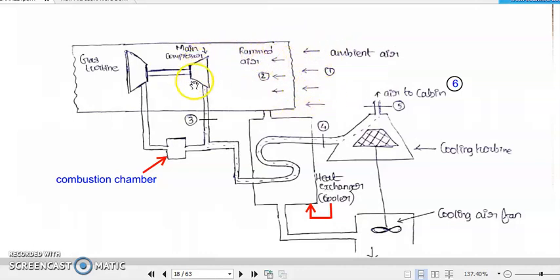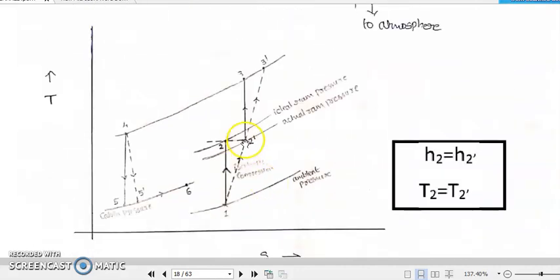Immediately after that, this already rammed air is then compressed by the main compressor, which is actuated by the gas turbine. This gas turbine was actuated by the combustion chamber. So 2 to 3 is our main compressor working. Here you can see 2 dash was the end of the actual ramming process. Immediately after the 2 dash, it is going to enter the main compressor process.